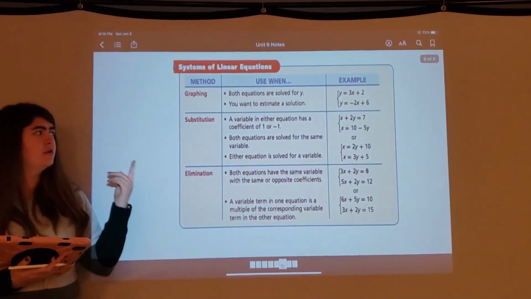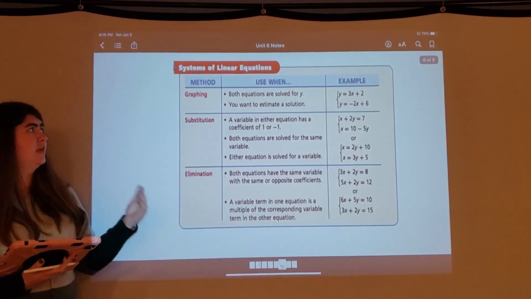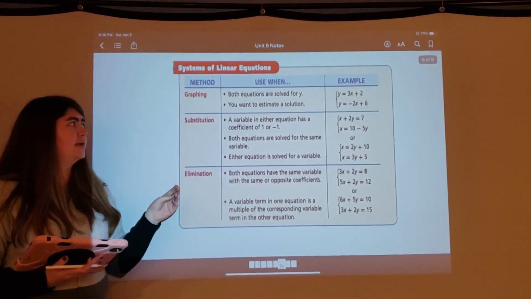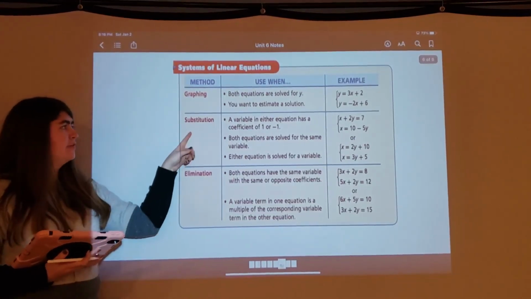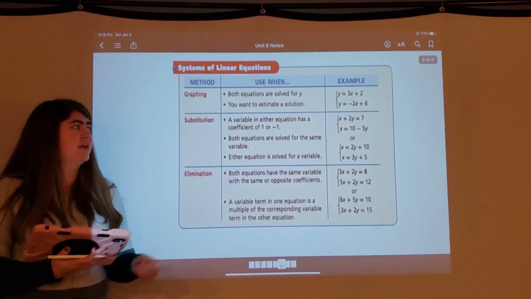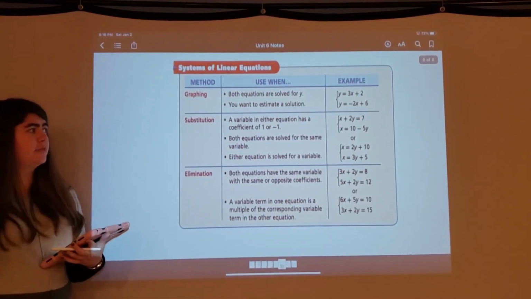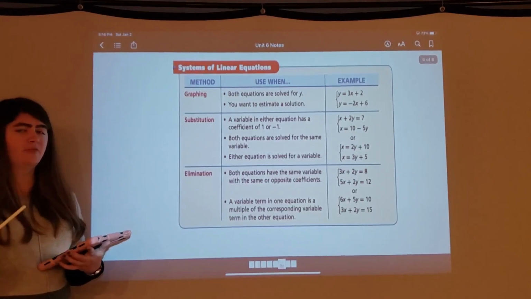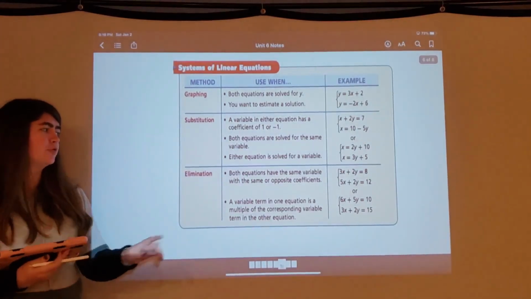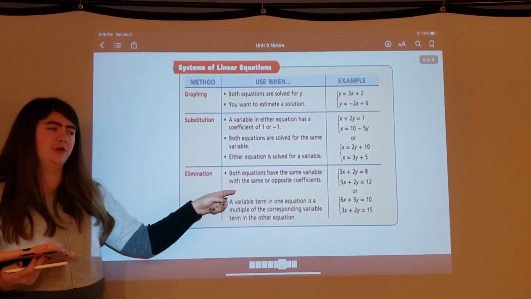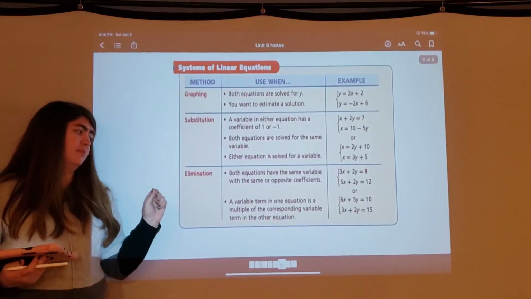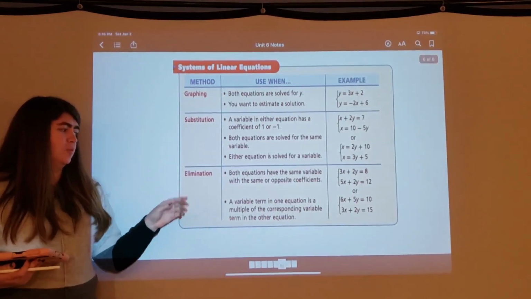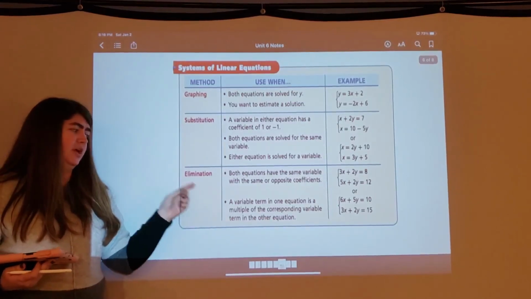Alright, so those are the 2 other methods, elimination and substitution, for solving a system of equations. So just to recap that, for graphing, use it when both equations are solved for y and you want to estimate a solution: you graph them and find the intersection. For substitution, it's useful when a variable in either equation has a coefficient of 1 or negative 1, and either equation is solved for a variable. And elimination is useful when both equations have the same variable with the same or opposite coefficients, or a variable term in one equation is a multiple of the corresponding variable term in the other equation.